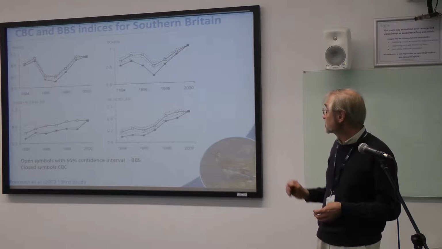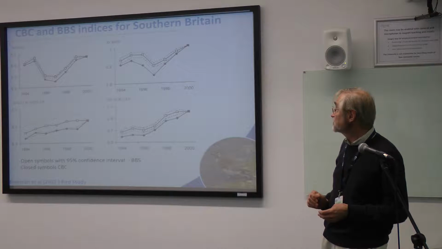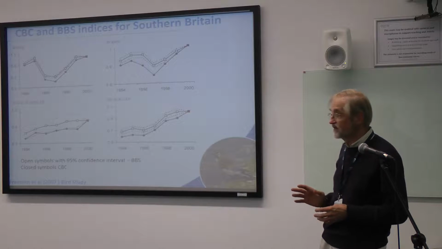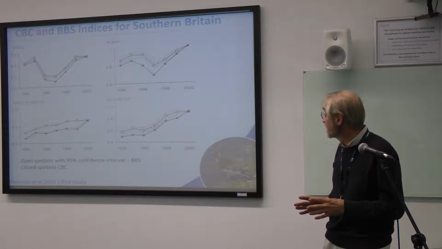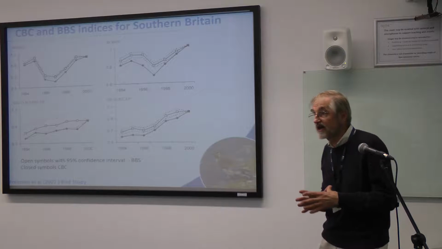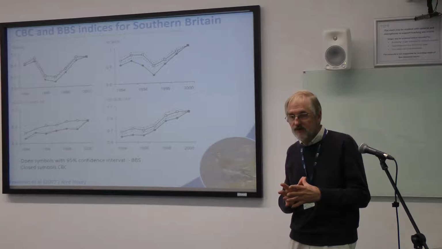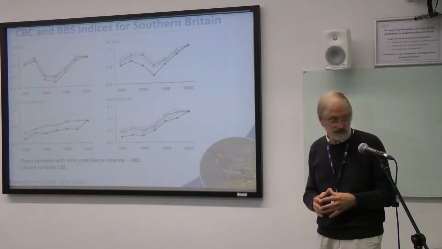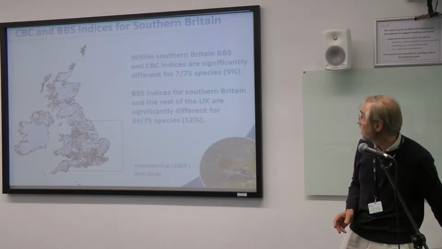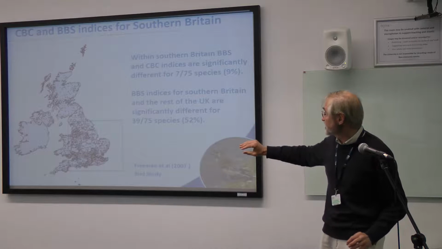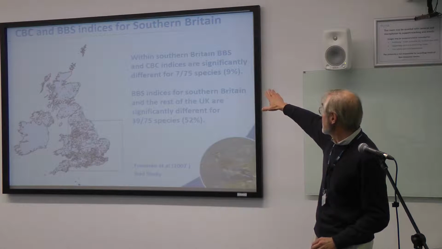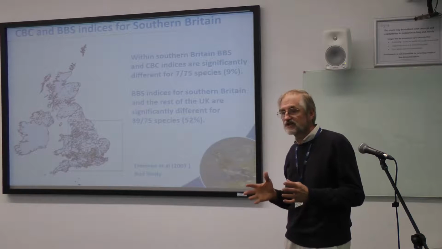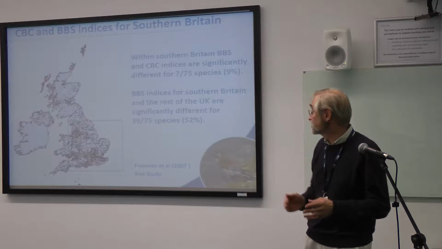So there was actually a pretty good correlation for most species between the index derived from the common bird census and the index derived from the breeding bird survey. So that was really quite encouraging, and it has enabled us to calibrate the 2 schemes so that we can still produce long-term trends going back to the 1960s. But that was only for southern Britain, the area of the square there. So in southern Britain, there were only 9% of species where we could actually demonstrate a significant difference in the trends measured from the 2 methods.